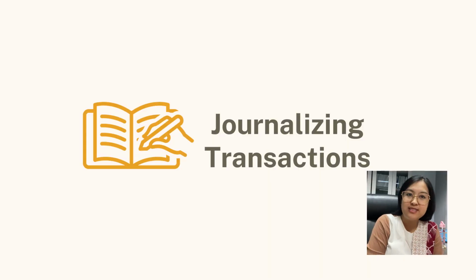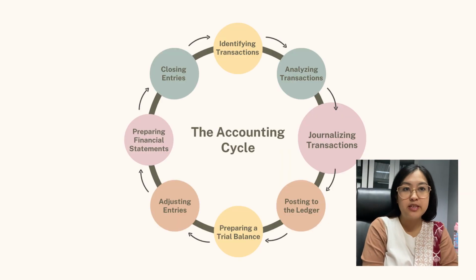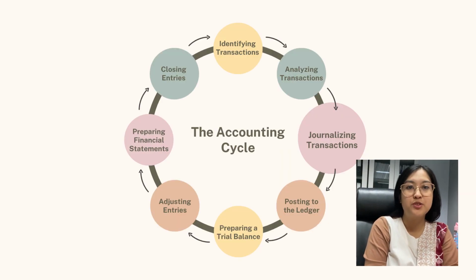Third, journalizing transactions. In this step, each transaction is recorded in a journal or a general ledger. A journal entry typically includes the date, a description of the transaction, the accounts affected, and the dollar amounts involved.